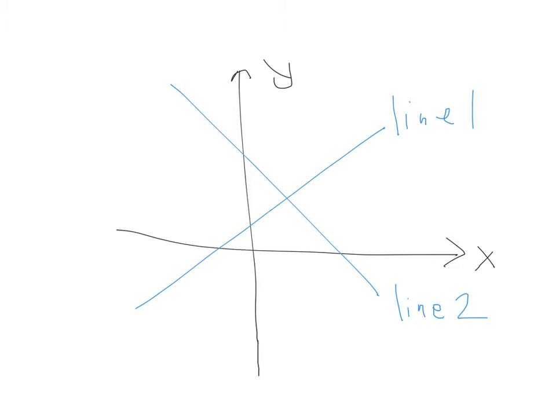So we've got two linear equations, an equation for line 1, an equation for line 2, and if we would graph them, what we would see is a point here where the lines intersect. This is called the point of intersection. And in this video, it's all about looking for the y and x coordinates of this point of intersection.